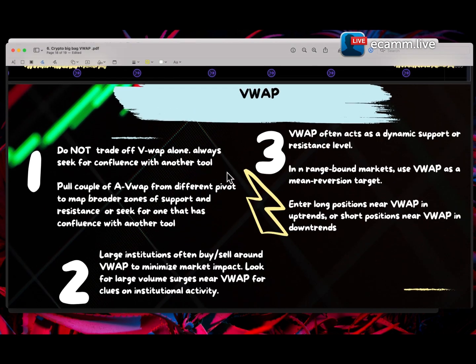VWAPs, right? This is a tactic and approach. Do not trade VWAP alone. Always seek for confluence with another tool. I just said it. Pull a couple of anchored VWAPs from different pivots to map a broader zone of support and resistance, or seek the one that has confluence with two others.